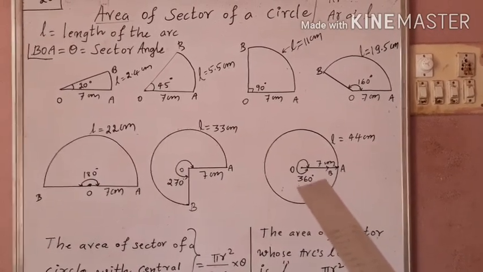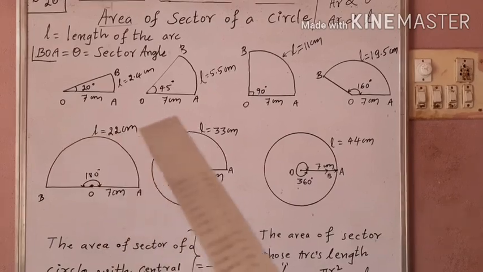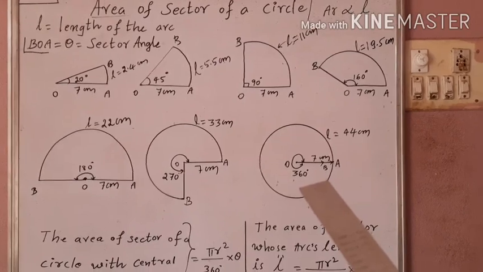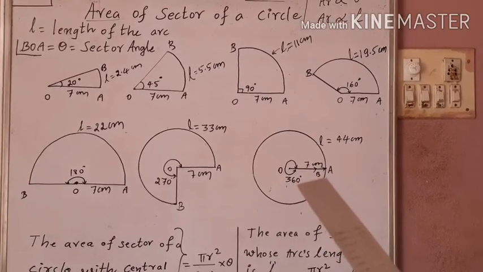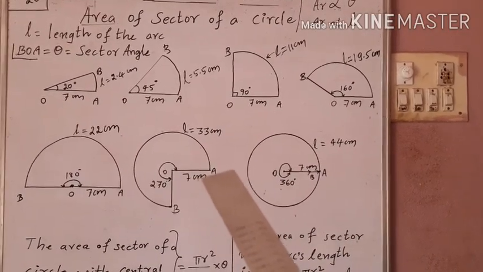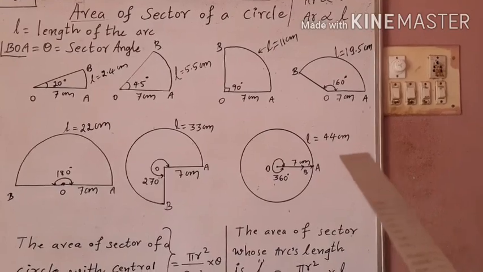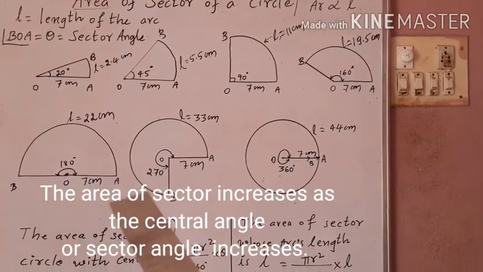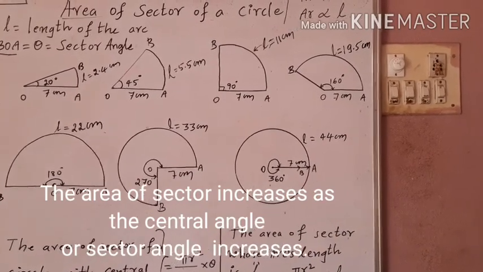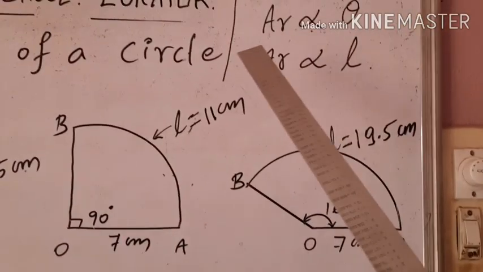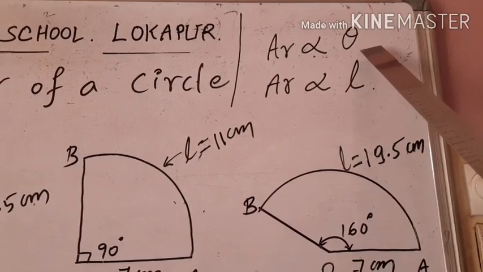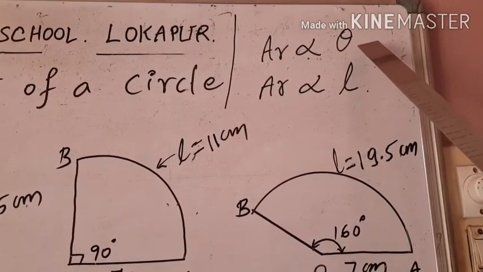We also conclude that as the central angle increases, the area of the sector increases if the radius of the circle is constant. Here in all the sectors I have kept the radius 7 centimeter and went on increasing the central angle, and you find that the area of the sector goes on increasing as the central angle increases. Therefore I can say area of the sector is directly proportional to theta. Theta means central angle of the sector or sector angle.